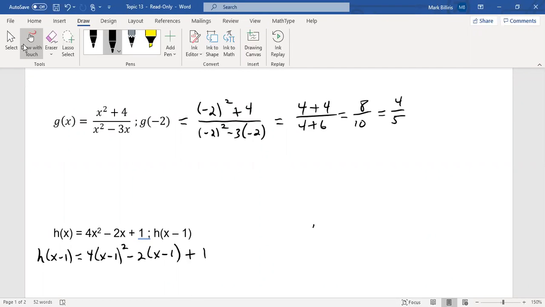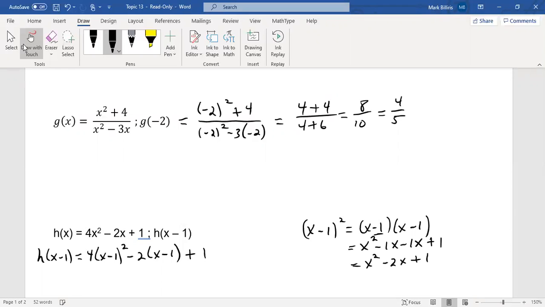So x minus 1 squared, remember, is x minus 1 times x minus 1. We don't square just the x and the negative 1. We have to distribute. So you start by multiplying x times both terms. x times x is x squared, and x times negative 1 is negative 1x. Next, we take the negative 1 times both terms. Negative 1 times x is negative 1x, and a negative 1 times a negative 1 is a positive 1. So this would give us x squared, negative 1x and negative 1x, be negative 2x plus 1.